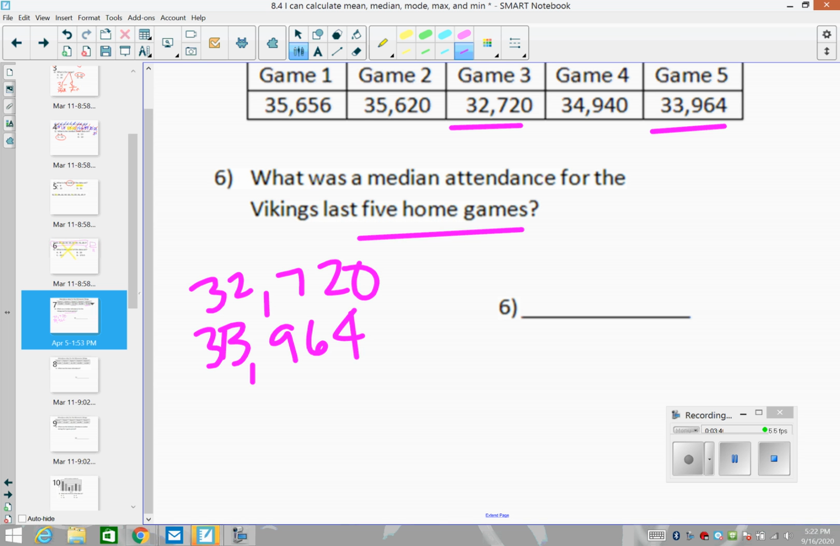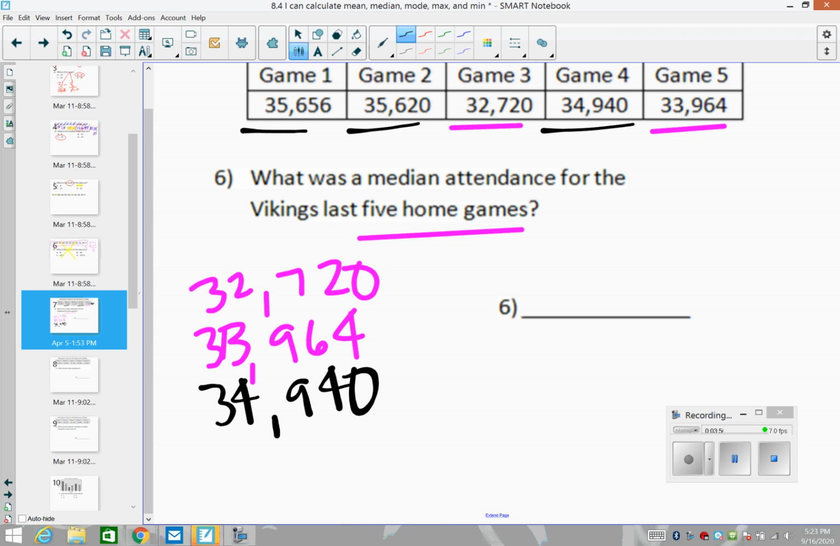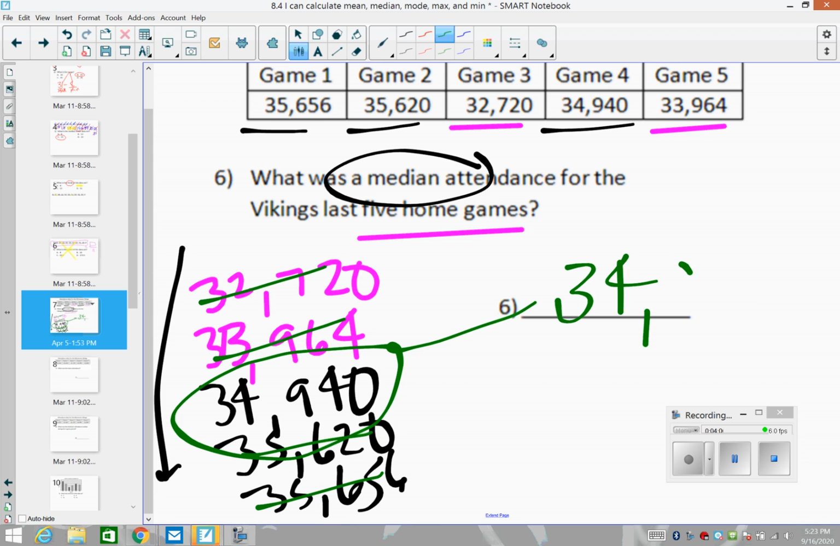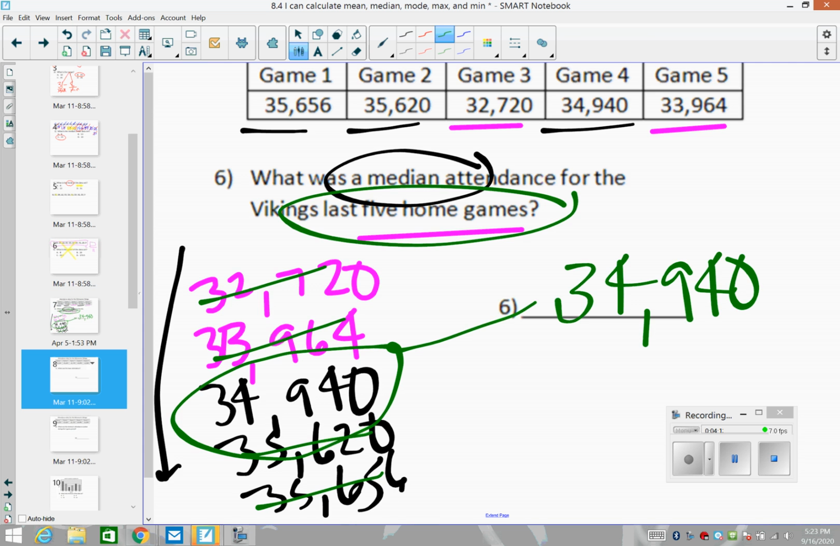I better get out of this highlighter, otherwise it doesn't write very well. We would then say 34,940. We would say 35,620 and then 35,656. So the first thing to get the median, we got to get them in order. And then once we do that, we're just looking for the middle of the data in the data set, which is 34,940. That is the median attendance for the last 5 Vikings home games. So there's another vocabulary word for you.